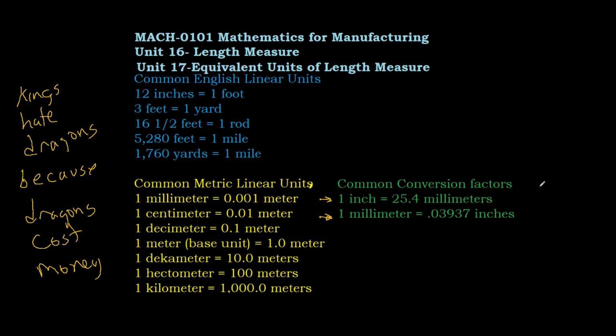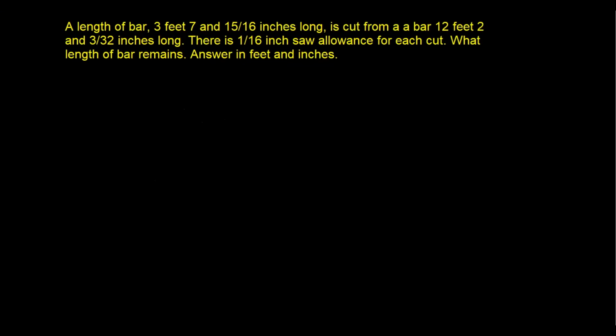And these are the conversion factors. For every inch, there are 25.4 millimeters. 1 millimeter is equal to 0.03937 inches. Using these two conversion factors, we can work with any number, converting it from inches to millimeters, millimeters back to inches. So let's work with one of our problems.